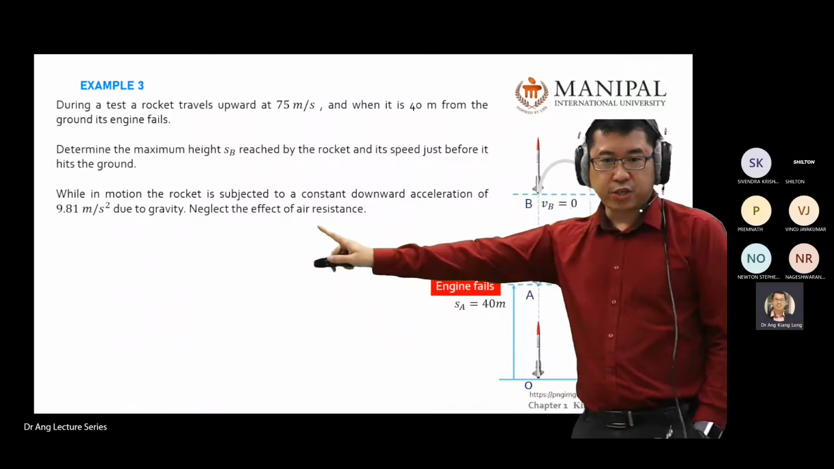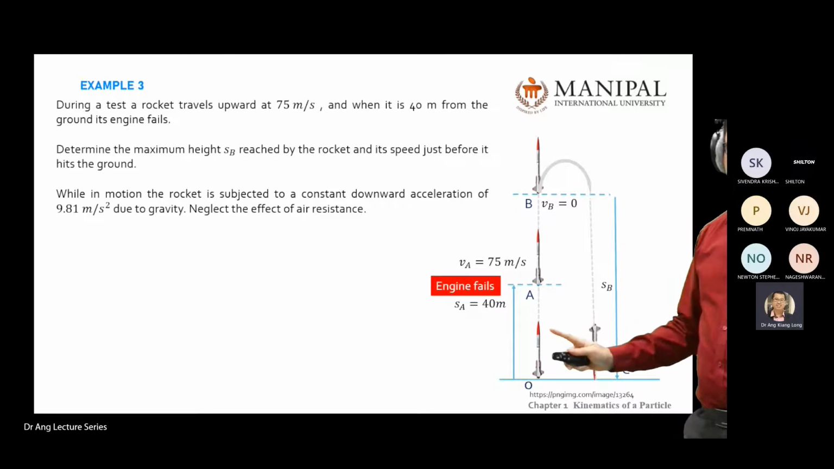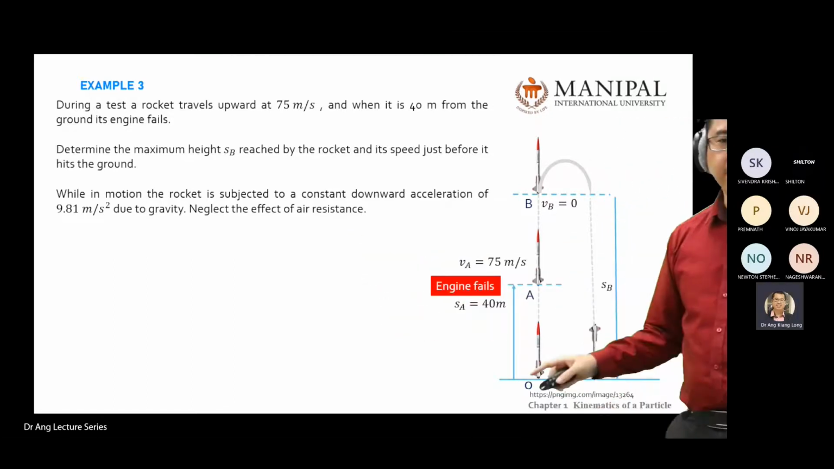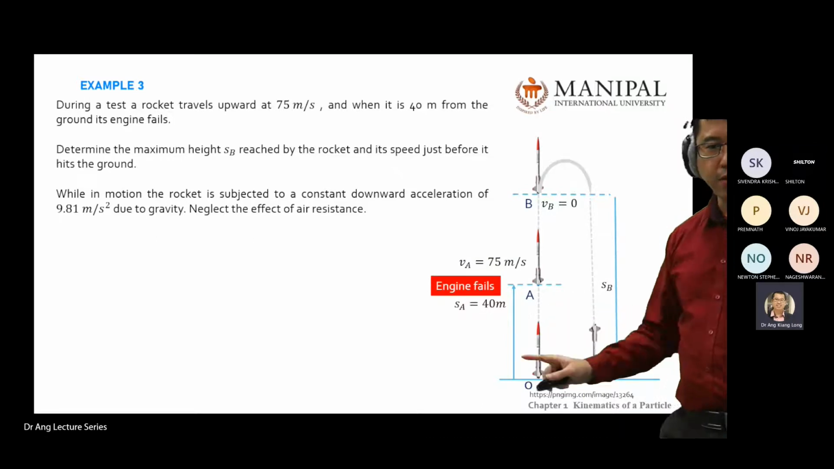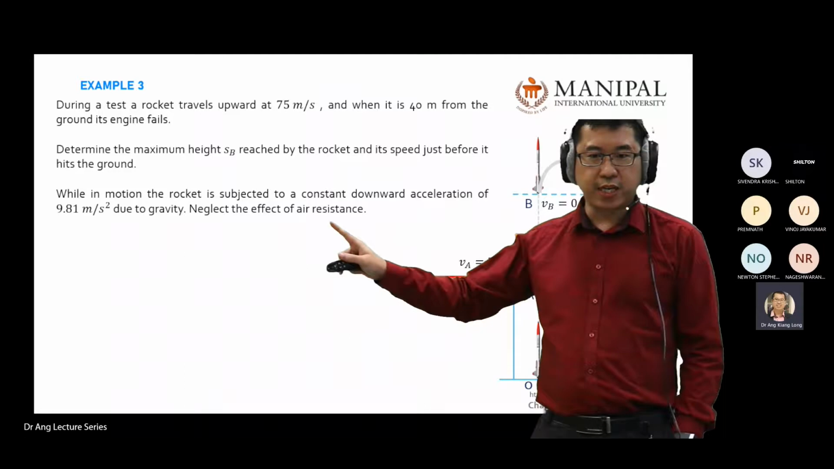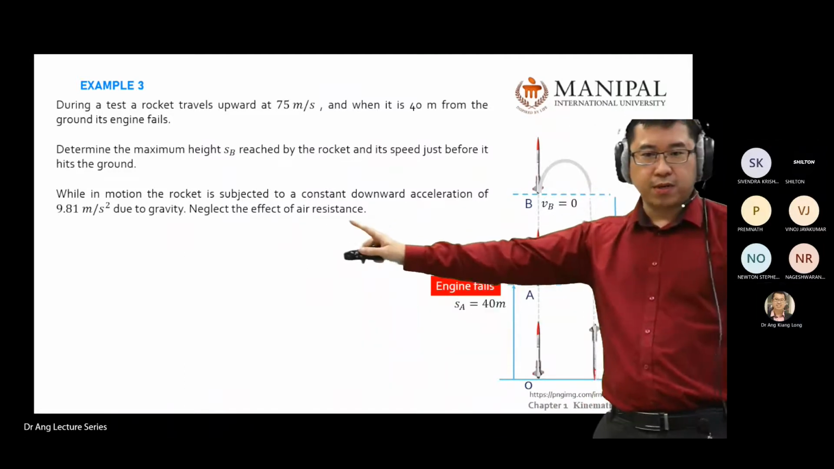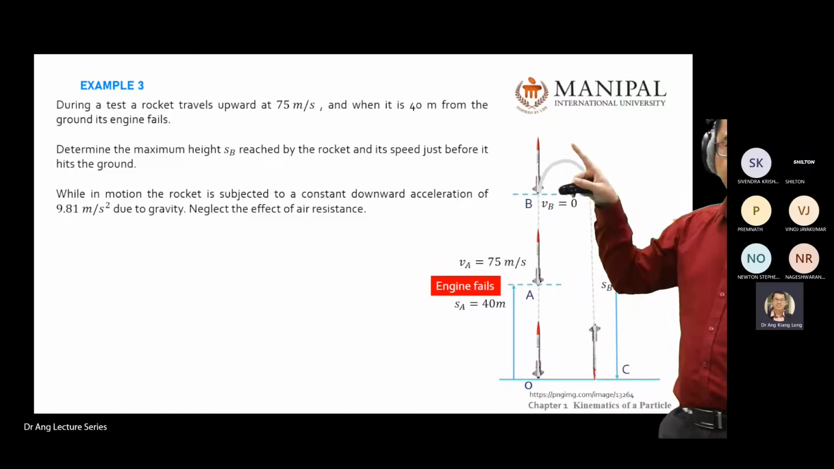And the question asks you to ignore the air resistance for the rocket. This is a simplified question. So if you're simulating or calculating for a real rocket launch, you need to consider air resistance. But for this question, we ignore air resistance and we only consider gravity force, which acts downward.